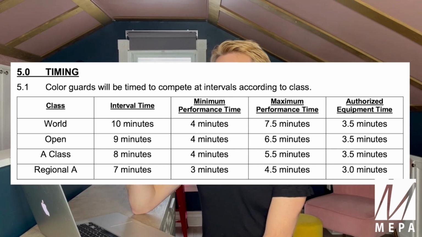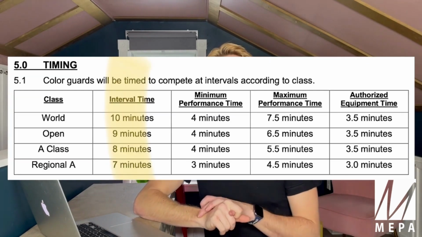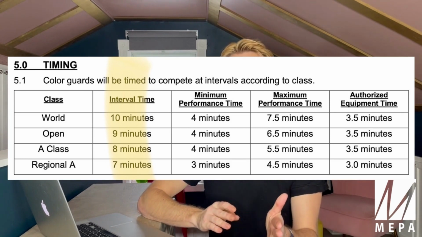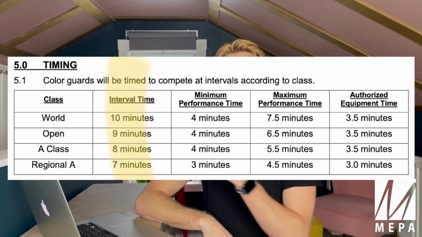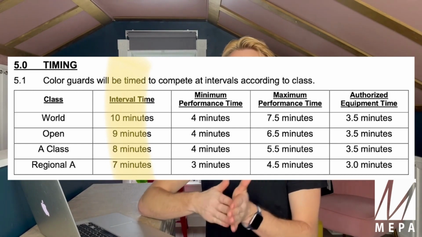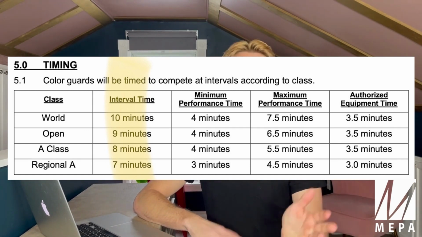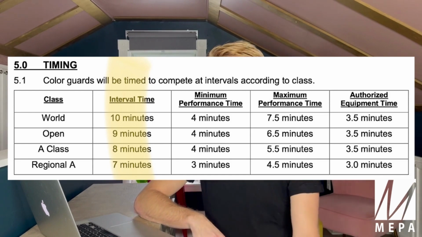What each one of these mean is interval time is how long you have from when your time starts to when you've exited the floor. So this is where the timeline comes in. Once you cross that timeline, your interval time starts. Then it ends as soon as every performer and every parent and everybody has crossed back over that timing line.